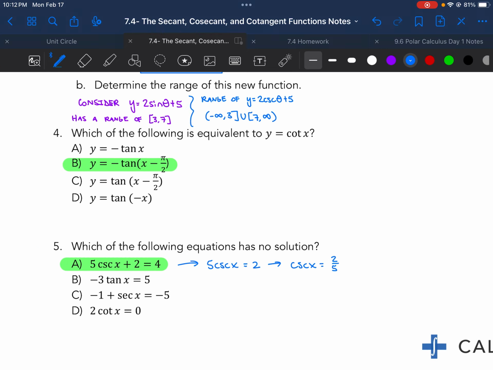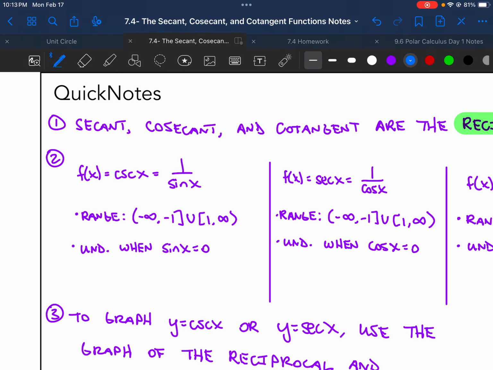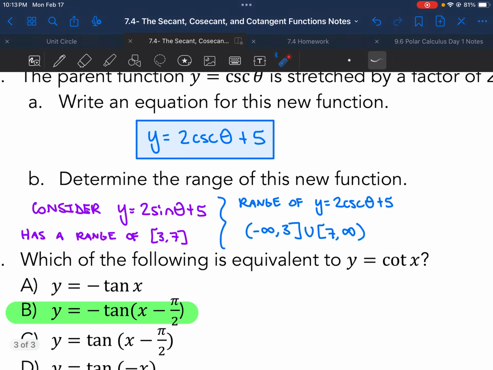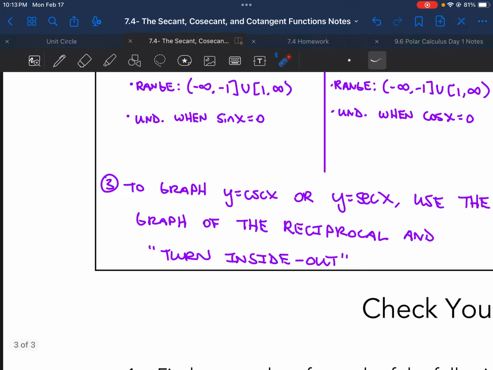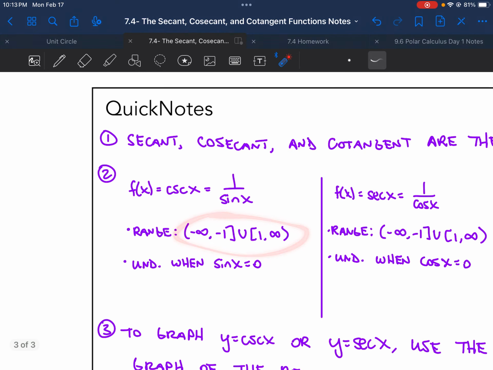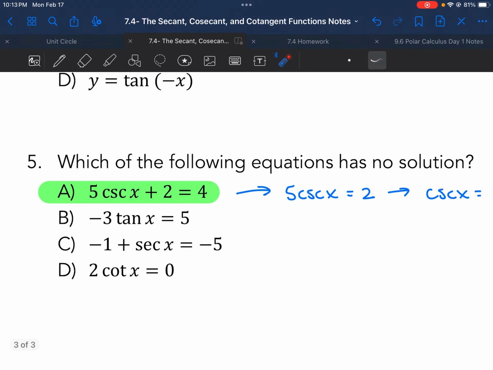And the problem is, let's go and look at cosecant's range. Cosecant's range is everything from negative infinity to negative 1, and then positive 1 to infinity. 2/5 is not in this range. So that one would not have any solutions. If you actually do the same thing with B, C, and D, you'll see that each one of them falls in the range.